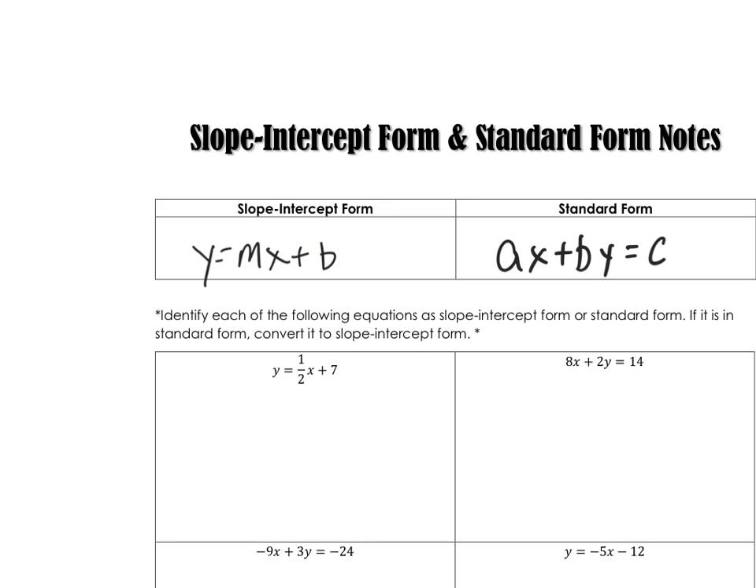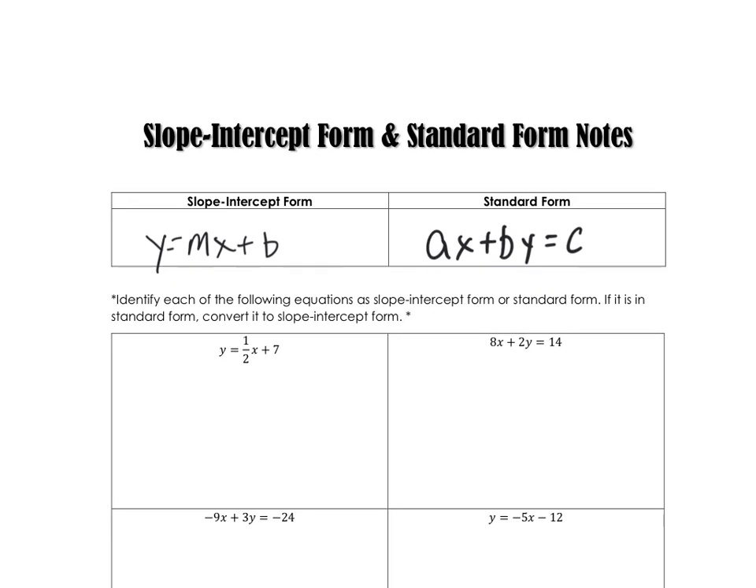Okay? So this first one, here's what we're supposed to do here. We got to identify each of the following equations as slope-intercept or standard form. If it's in standard form, we're converting it to slope-intercept form. So that's what this whole lesson's about. We're going to do a Kahoot here in a second on it, and then you're going to do a worksheet later on it. That's really all we're focusing on. Can you identify slope-intercept? Can you identify standard form? And then if it's standard, we got to get it to slope.